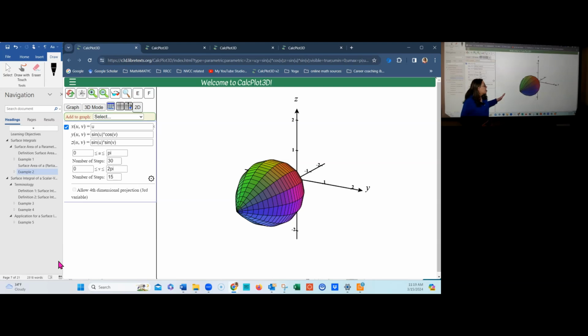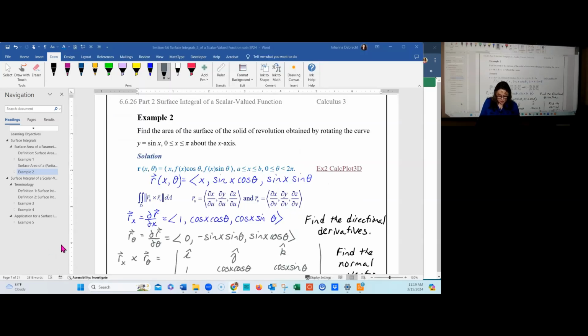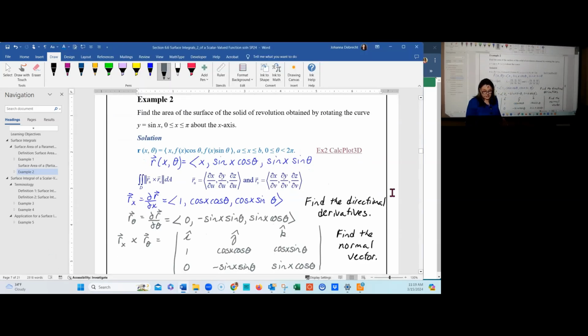What I'm trying to find is the amount of paint that would be required to paint this surface, or the amount of wrapping paper required to just cover it with no overlapping. So the first thing we need to do is parameterize it. When we parameterize a solid of revolution, when we're integrating with respect to x, we let x be the first component, the function times cosine theta as the second component, so sine x cosine theta, and the function times sine theta as the third component, sine x times sine theta. And this gives me, of course, my parameterization of the curve.